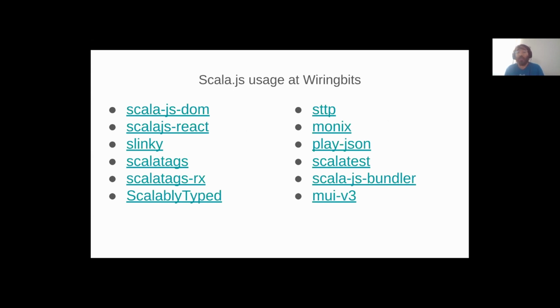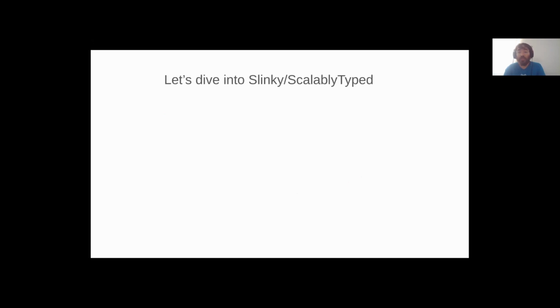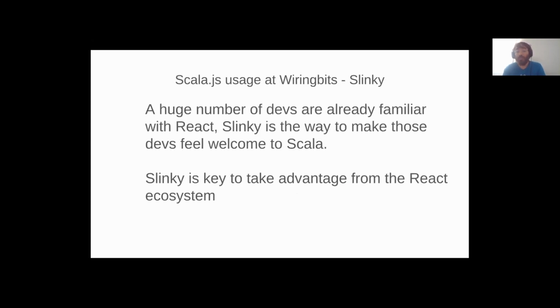Well, these are the main libraries that we actually interact with while working on Wiringbits projects, but these are not the only ones. I am interested in diving into Slinky and ScalablyTyped because these two libraries are the ones that I consider key for the onboarding process that we are using. In the case of Slinky, it's basically a wrapper on top of React.js. And I will bet that everyone will agree that there is a huge number of developers that are already familiar with the JavaScript and React ecosystem. And in this case, Slinky can make those developers feel welcome in the Scala world.